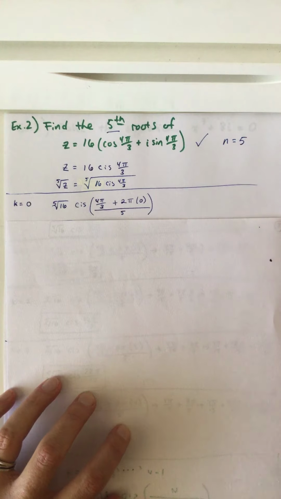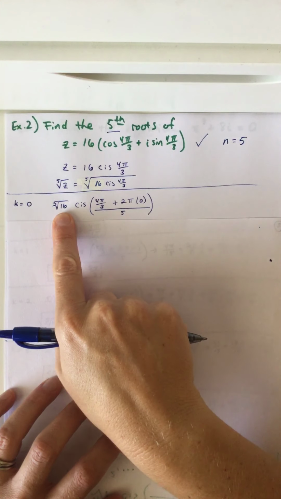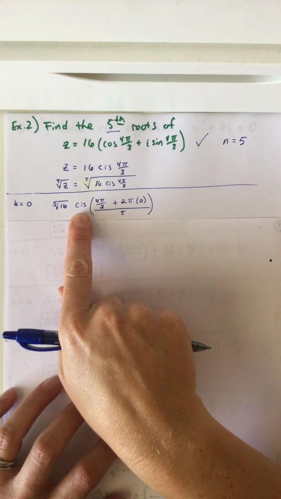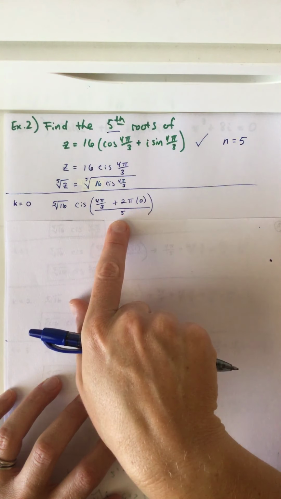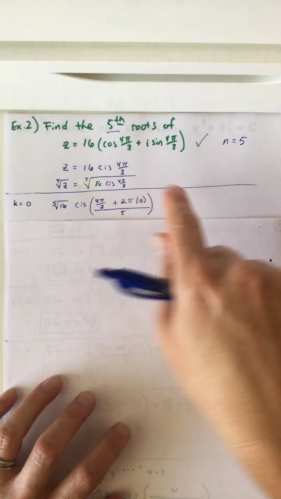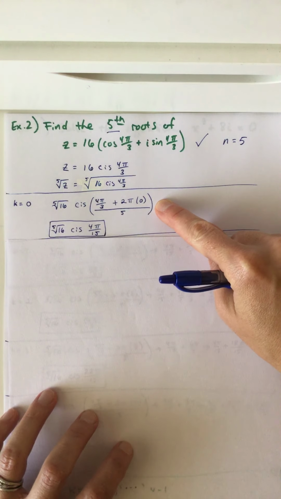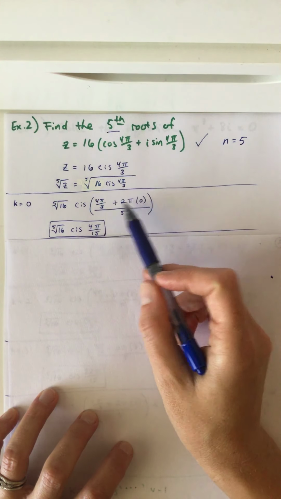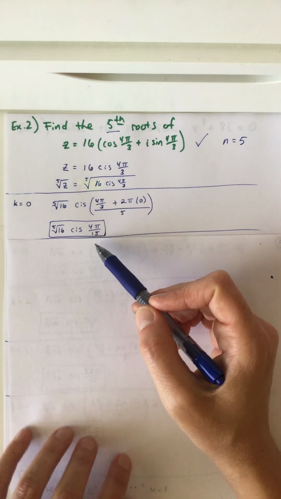I'm going to think about writing out each term individually, starting with k equals 0. We're going to take the 5th root of 16 cis 4 pi over 3 plus 2 pi times 0 over 5 because k is 0 in this case. And we can simplify, this becomes 0, 4 pi over 3 divided by 5 becomes 4 pi over 15.